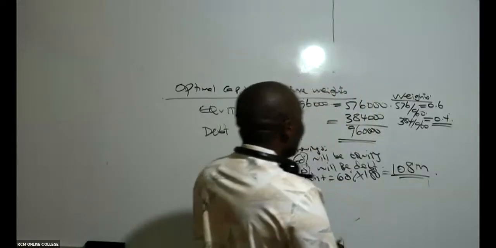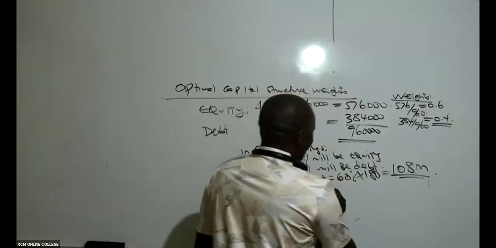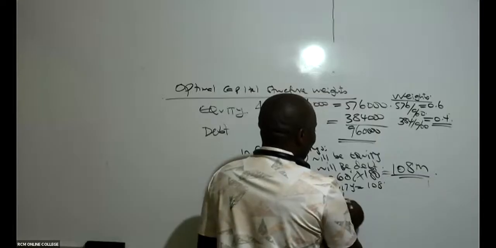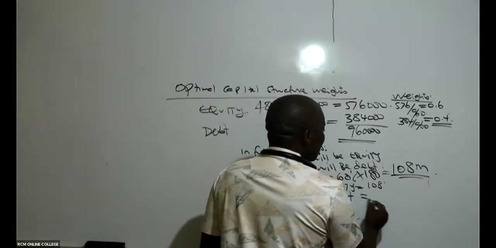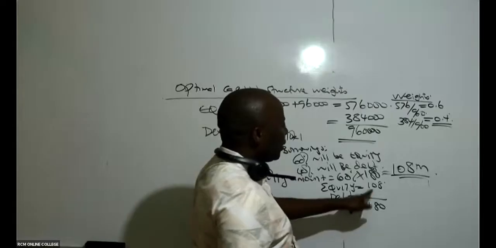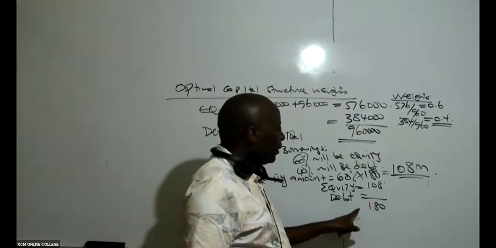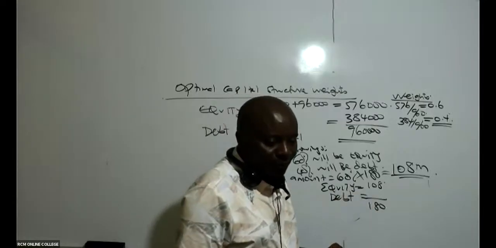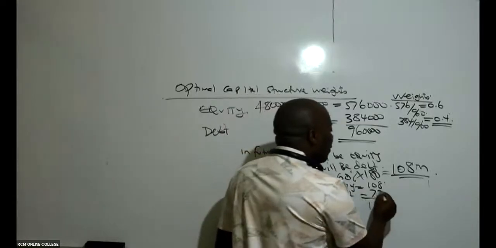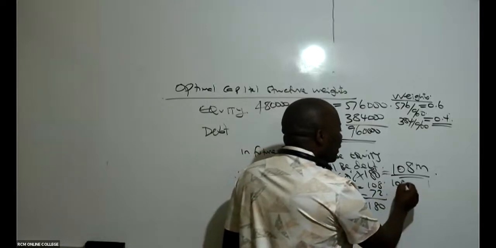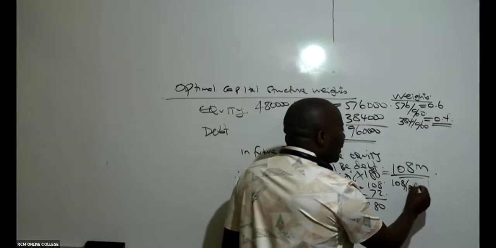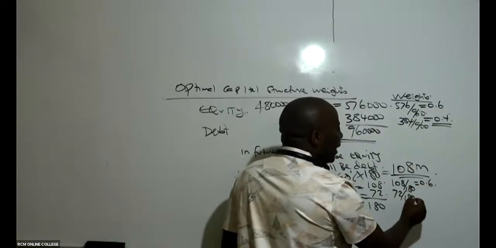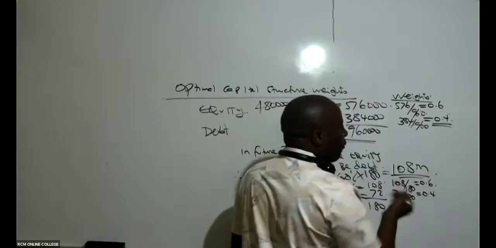So you have told me equity is 108. Then debt will be, because in total we want to get 180, can you kindly take 180 minus 108? Debt will be how much here? 72. So you see now, even in our future borrowings, if you take 108 divided by 180, this will be 60%. If you take 72 divided by 180, this will be 0.4 or 40%.